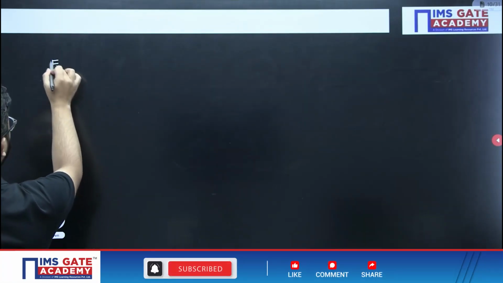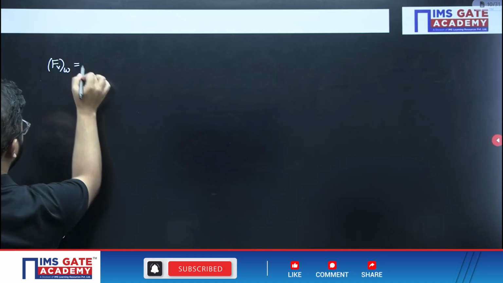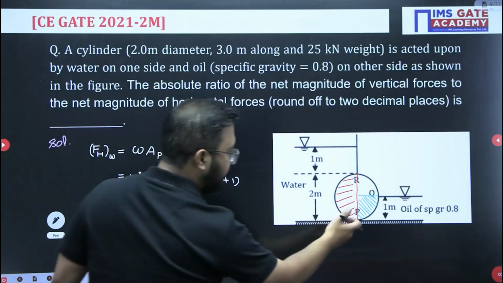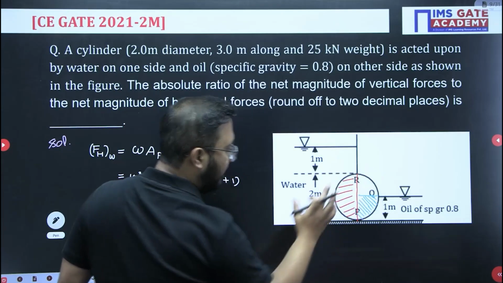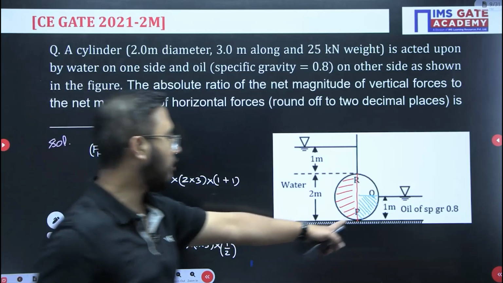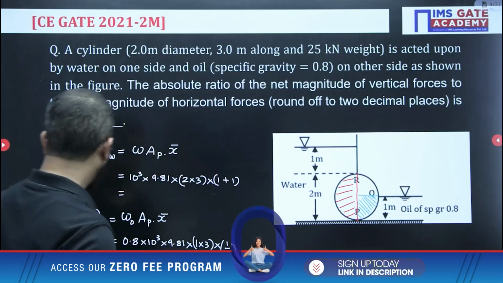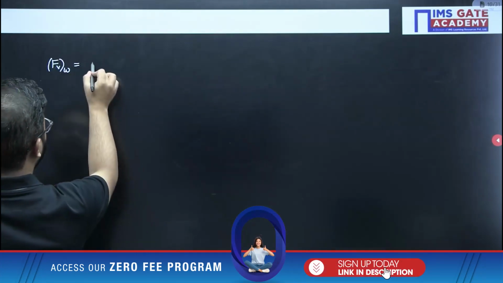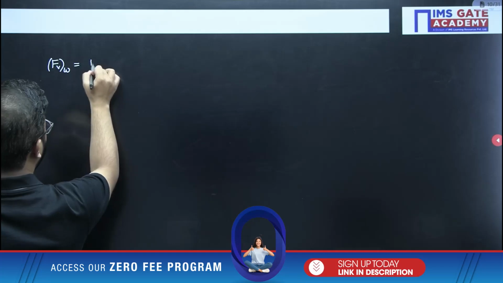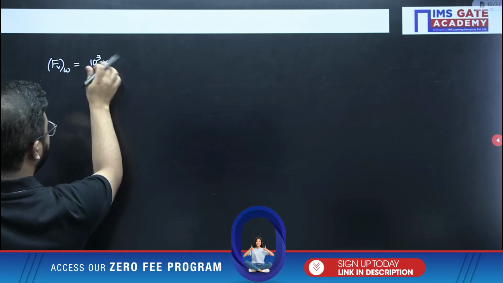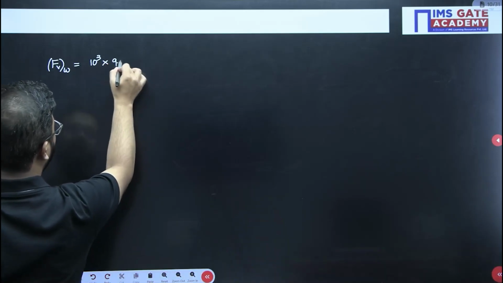So while writing the vertical force because of water, that will be simply the weight of the fluid above the curved surface. So whatever the area we will be having, that is semicircle area. For the oil case, this is a quarter circle. So for the semicircle area, first of all we'll be writing the specific weight.